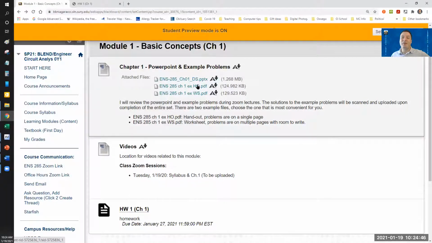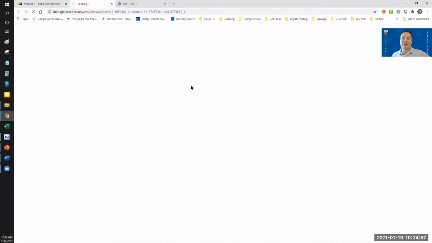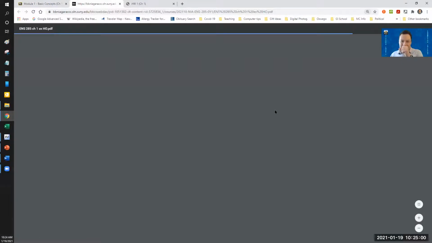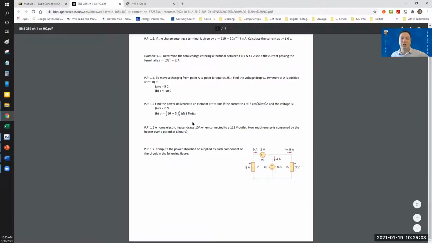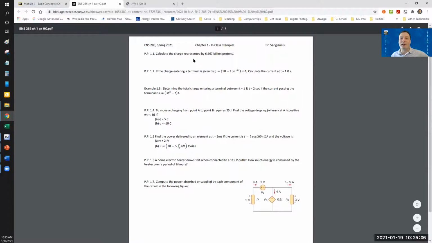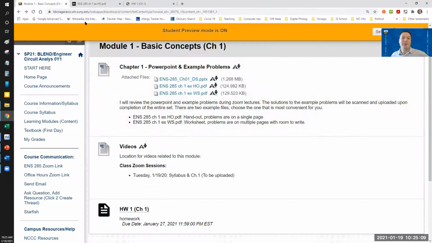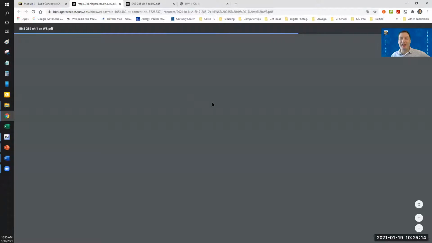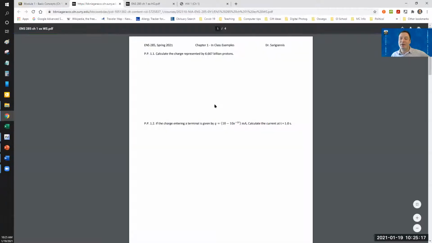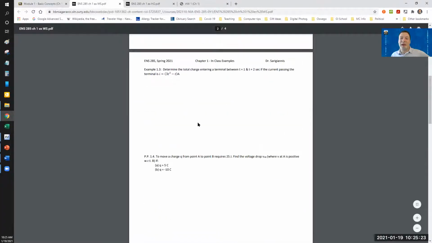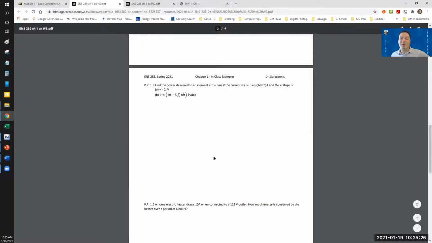If you're looking for the problems I'm going to do, I've got them in two different file formats. The one with the HO is just handout. All the problems are on a single page, if I can fit them on a single page. So if you look at this file, all the problems that I'm going to cover for chapter 1 are on this page. If you want actual room to write, the worksheet file here has all the problems spaced out. So this is what I'll actually use when I'm going through the problems, right? It's got spacing to write the solutions.